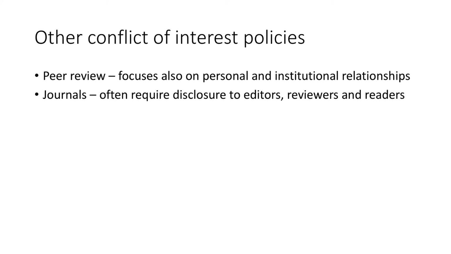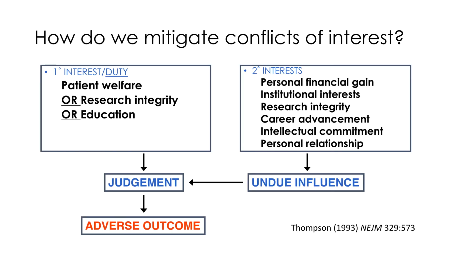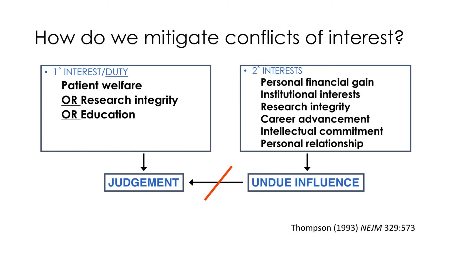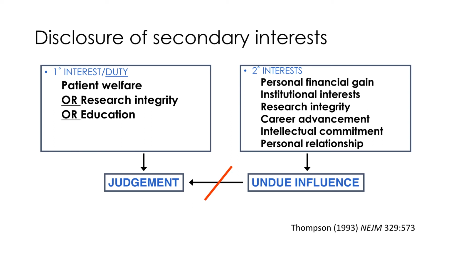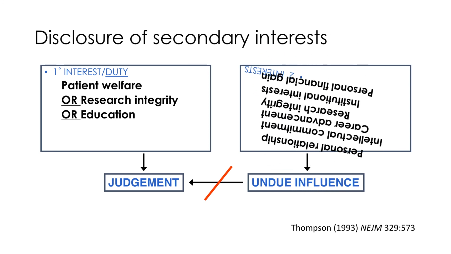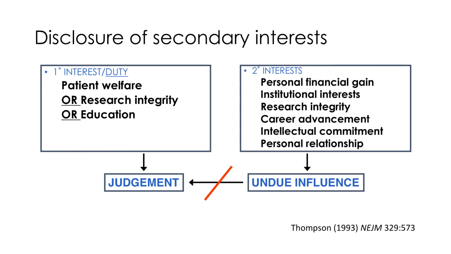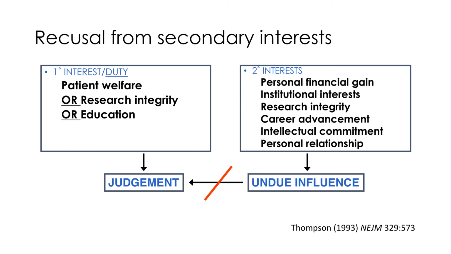So, does that solve conflicts of interest? Let's go back to our conflict of interest diagram. The goal of mitigation strategies is to prevent undue influence on judgment, so as to prevent adverse outcomes. By disclosing conflicts of interest, the idea is that by drawing attention to them, unconscious undue influences will be prevented. However, you saw that even when interests are disclosed, outcomes still appear to be influenced. So disclosure is not a highly effective mitigation strategy.